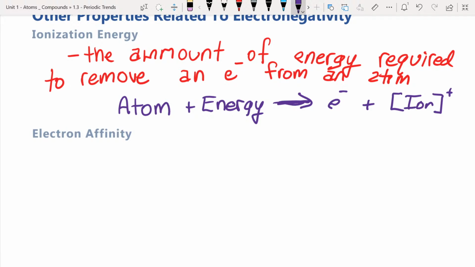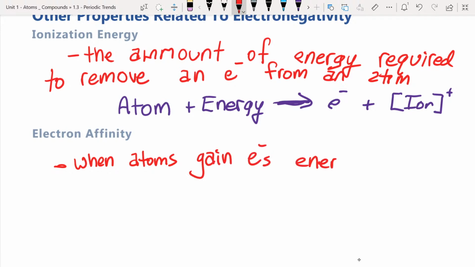But then sometimes other types of reactions, specifically ones where electrons are being gained, when atoms gain electrons, energy is released, and we call that energy the electron affinity energy. Again, you don't have to be super stressed about these two. This is not the important part of the lesson. The important part of the lesson is those trends up above.